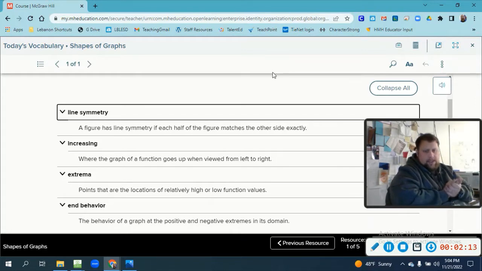Increasing, it's increasing where it goes up from left to right, and it's decreasing when it goes down from left to right. The extrema are points or locations of relatively high or low function values. I call them the mountaintops and the valleys. And the end behavior is the behavior of the graph at the positive and negative side extremes in its domain. This all sounds a lot more complicated than it is. We're going to get into it.